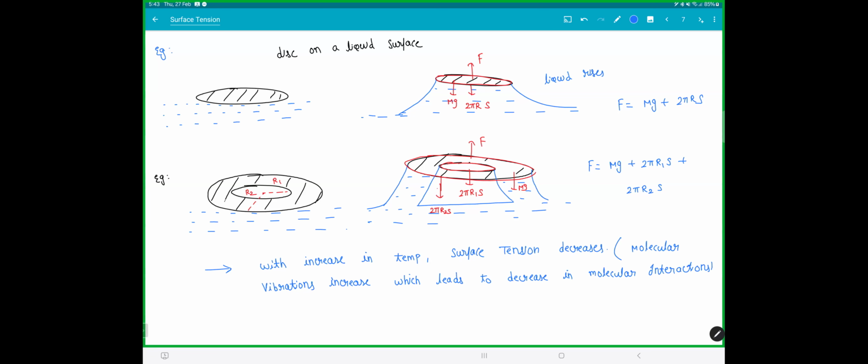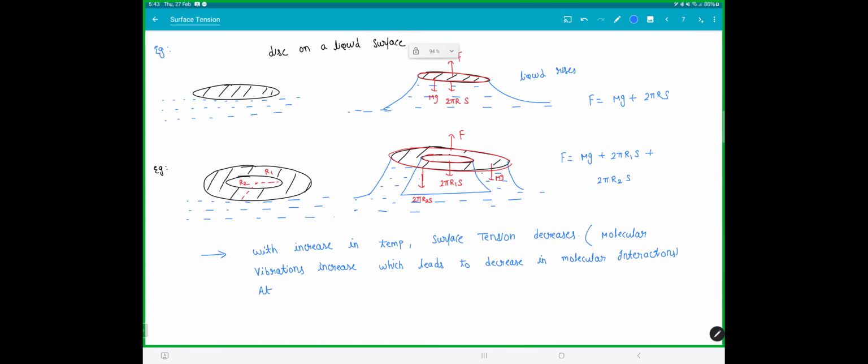And if you increase the temperature up to the boiling point, at the boiling point the liquid starts becoming vapor. So the whole definition of surface goes off. The surface tension tends to zero. It becomes zero. This boiling point is also called the critical temperature.